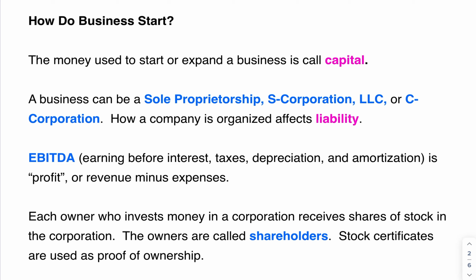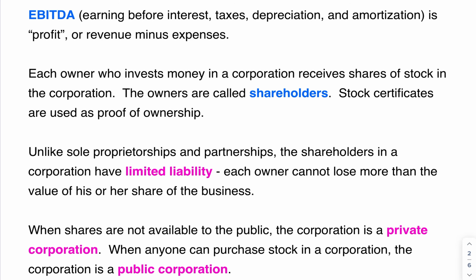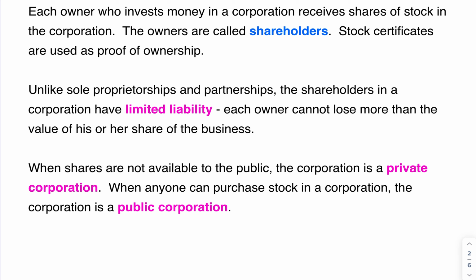But for simplicity's sake, when we're talking about, let's say, net income or profit, the term EBITDA is normally used. Now, each owner who invests money in a corporation receives shares of stock in the corporation, and the owners are called shareholders. And then stock certificates are issued as proof of ownership. Unlike a sole proprietorship and partnerships, the shareholders in a corporation have limited liability. Each owner cannot lose more than the value of his or her share of the business.